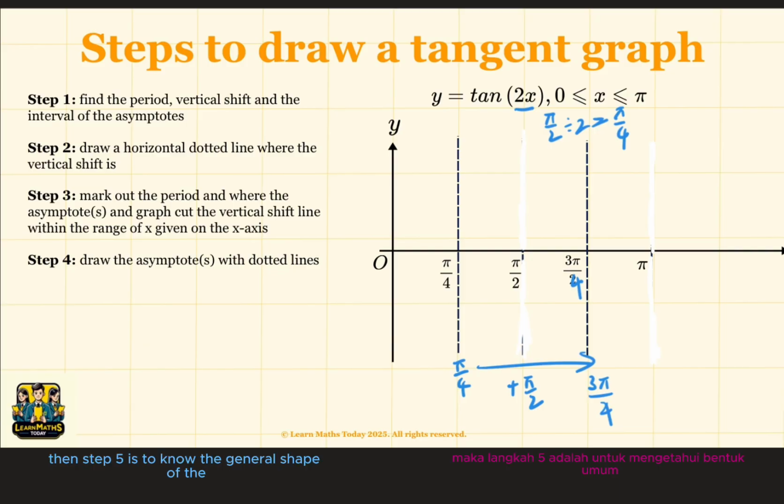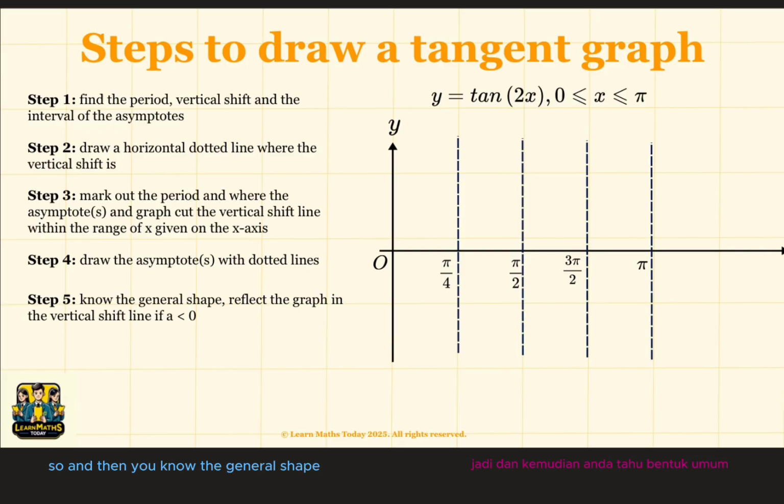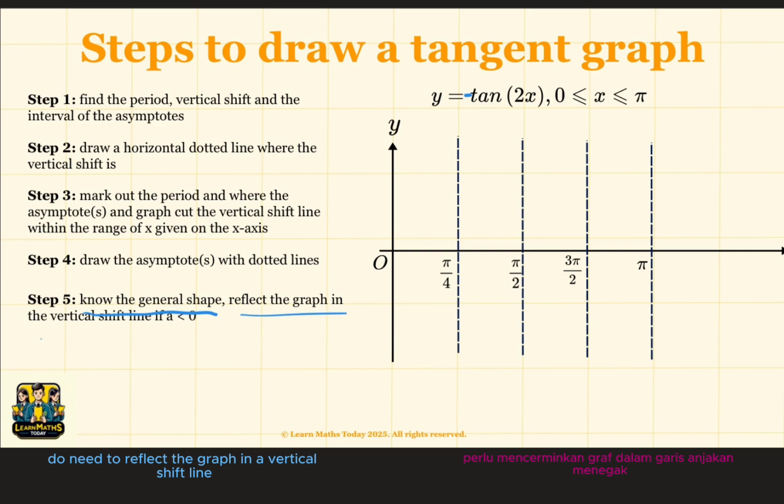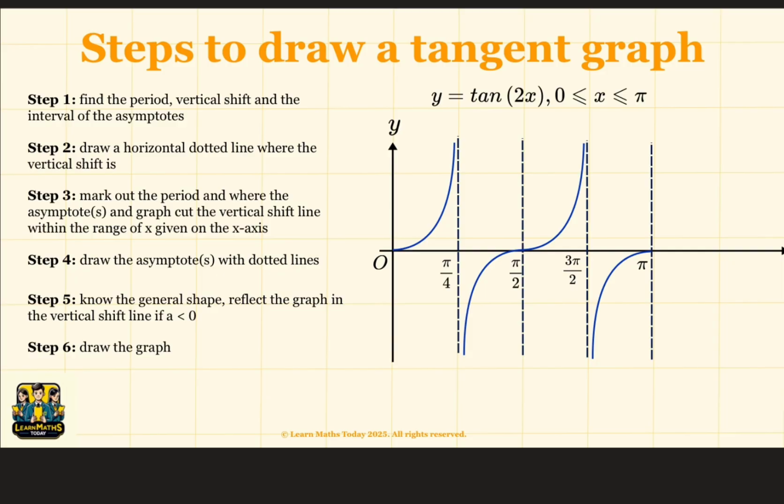Then step 5 is to know the general shape of the tangent graph. Your tangent graph starts from the vertical shift line and goes up to positive infinity. Once you know the general shape, if let's say there's a minus sign here, then you do need to reflect the graph in the vertical shift line. Then your last step is to draw the graph. Again, there should be no asymptote here and here.